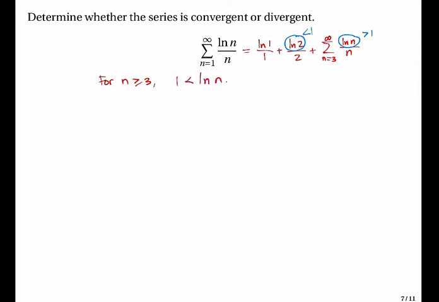Therefore, if we divide both sides of the inequality by n, we have 1 over n less than ln of n over n. We need this because we know that the series 1 over n from 1 up to plus infinity, or let us start with 3 here, the series from n equals 3 to plus infinity of 1 over n, is divergent.